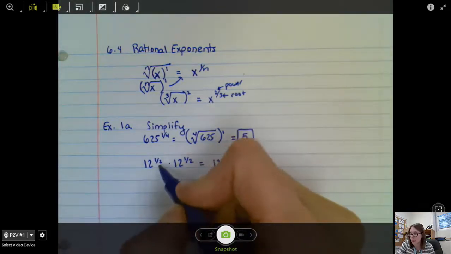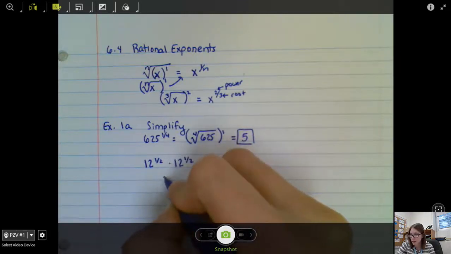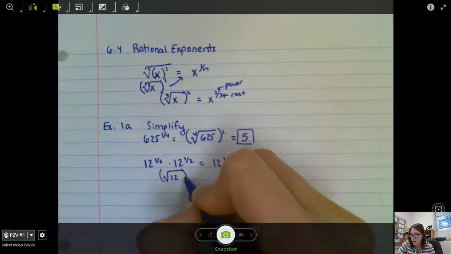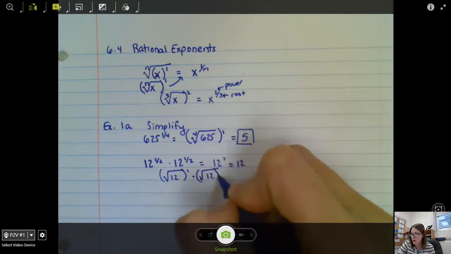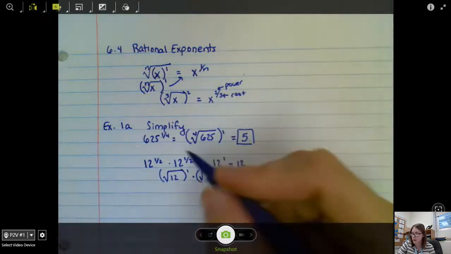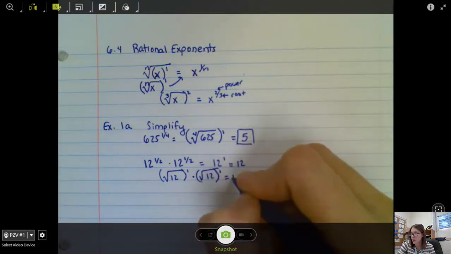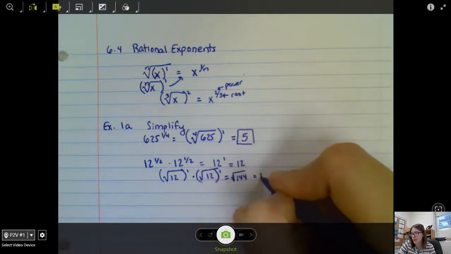Or we also could think about what this means as radicals. 12 to the 1/2 power. The denominator tells us our root, so it's the square root of 12 to the first power, times the same thing here, square root of 12 to the first power. The square root of 12 times the square root of 12 we know is either the square root of 144, if you want to take that middle step, or a lot of you guys just know, hey, that's 12.